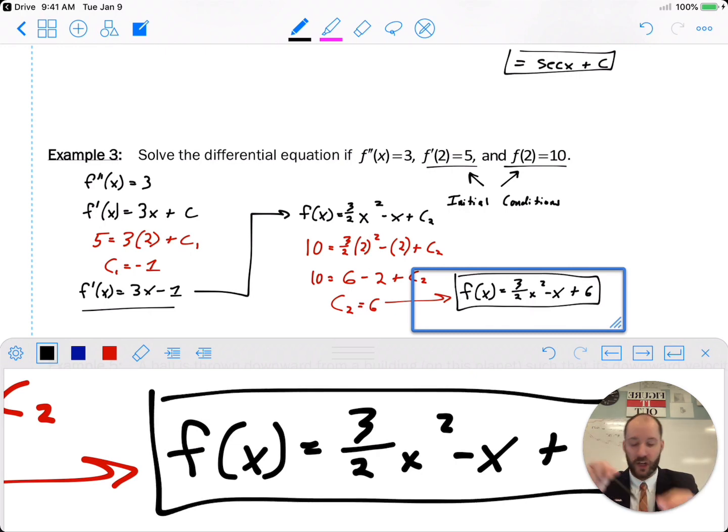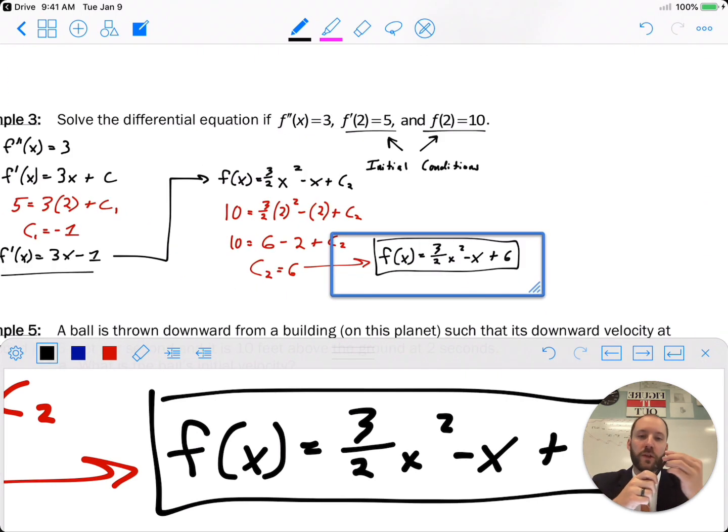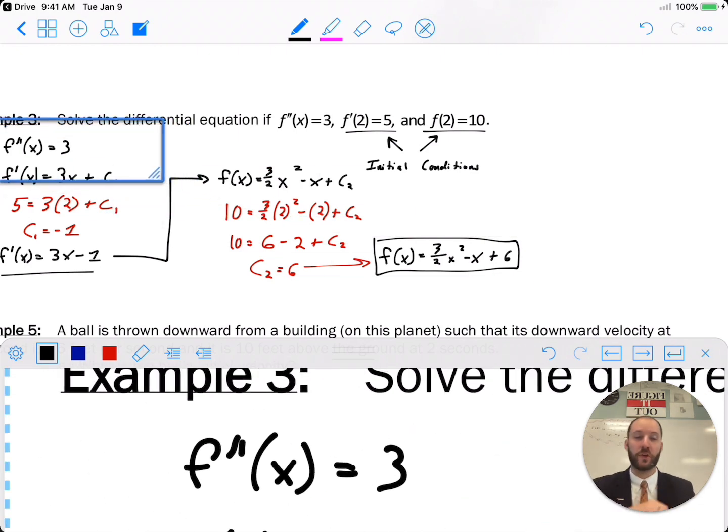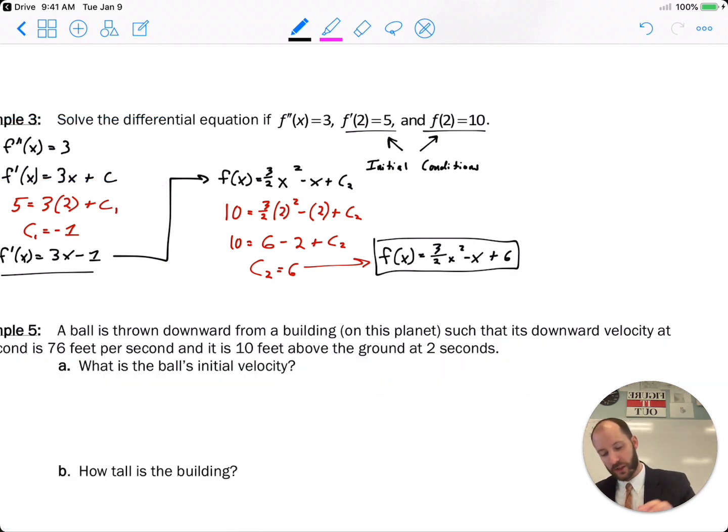And if you want to check your work, go ahead and take 2 derivatives of your answer, and you should get your f double prime. So take a look at example 5 and check your work with my completed notes online.